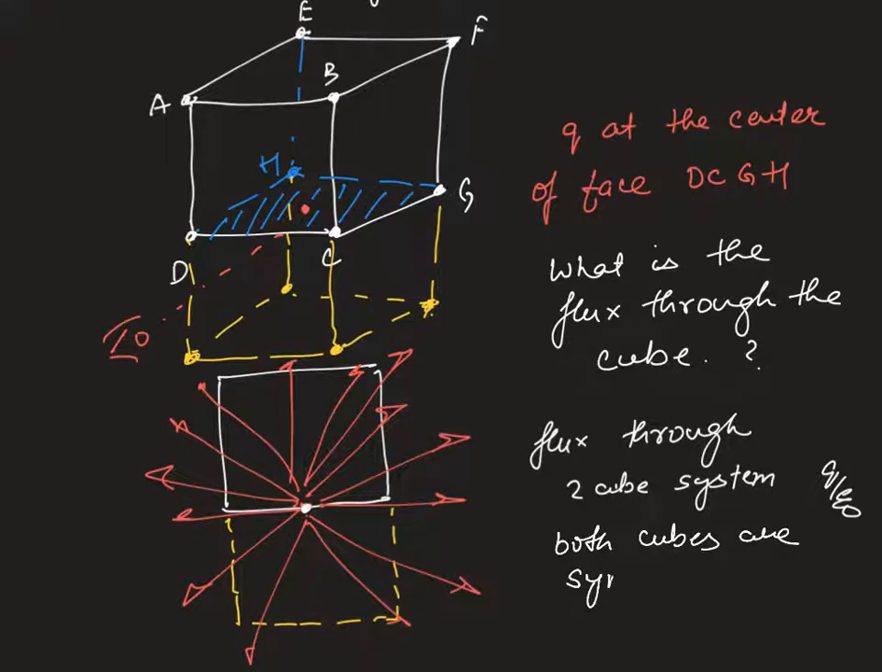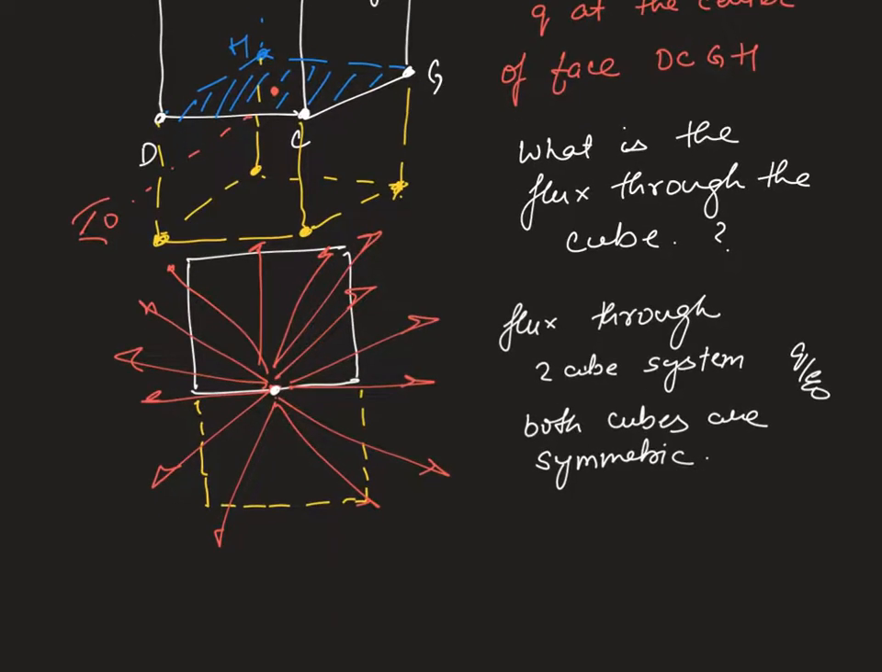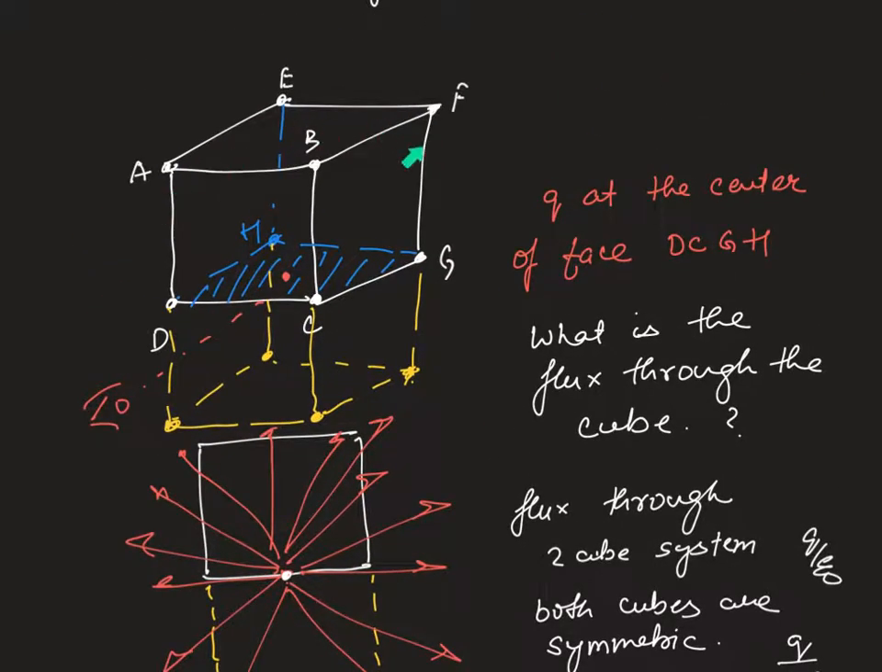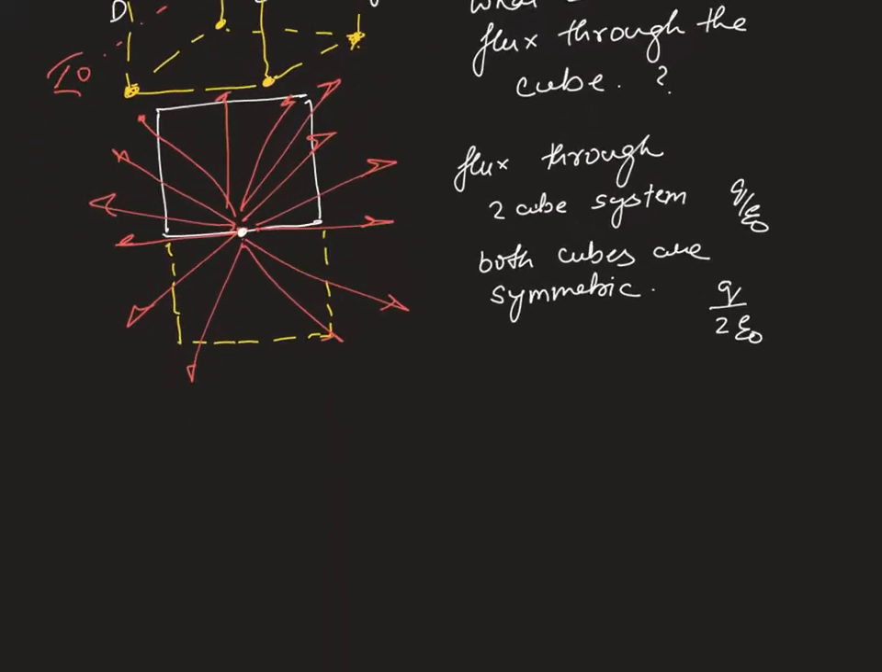Both cubes are symmetric. Same size, same dimensions, equal distance from the charge. So the flux through any one of the cubes is going to be q by 2 epsilon naught. So the flux through the upper cube, let me bring back the diagram that we had. The flux through the upper cube is q by 2 epsilon naught, the flux through the lower cube is q by 2 epsilon naught, and the entire flux is q by epsilon naught. So this is the second part of the problem.